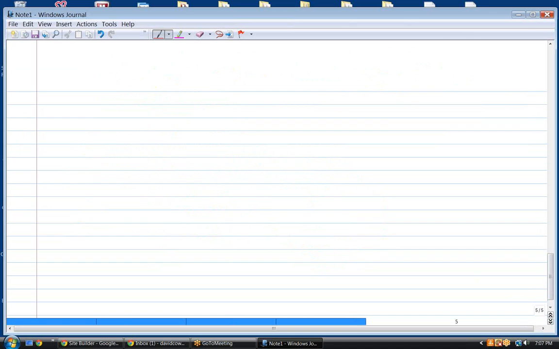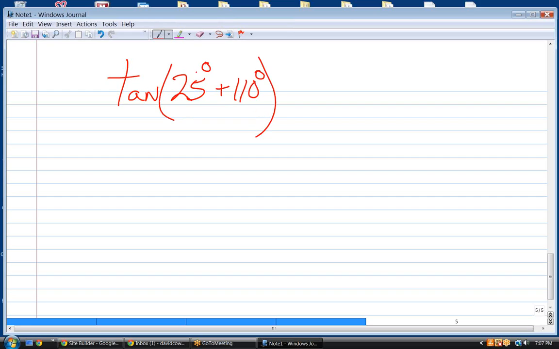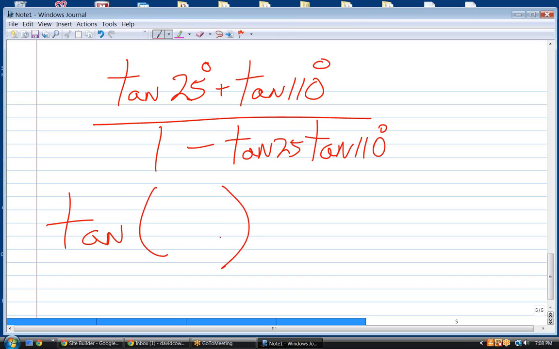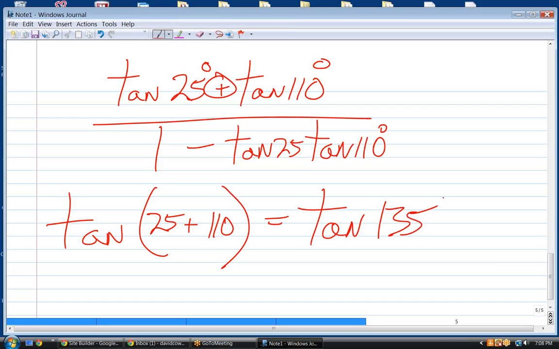And here's one with tangents. It's tangent of 25 plus tangent of 110, in parentheses, all of it? In other words, is it the tangent of 25 plus 110, or the tangent of 25 plus the tangent of 110? It's the tangent of 25 plus the tangent of 110, over 1 minus tangent 25 times tangent 110. Notice that that is the sum or difference formula for tangent. This is the matching sign, I believe, and the bottom one is the opposite. So it's tangent of 25 plus 110, which is the tangent of 135, which is what?